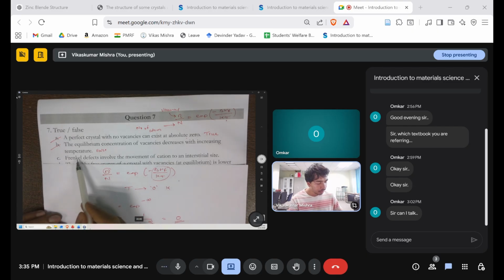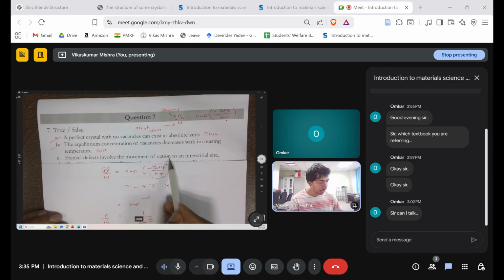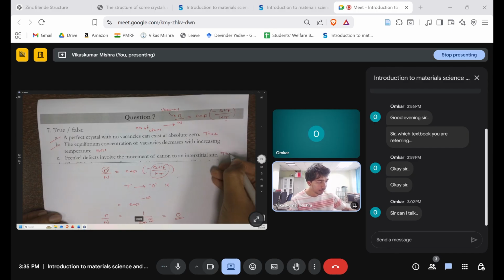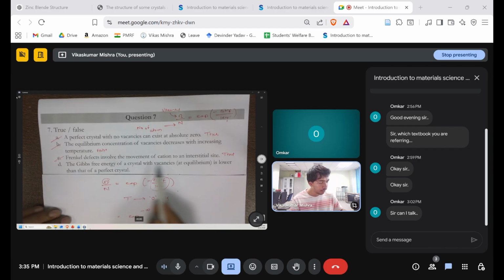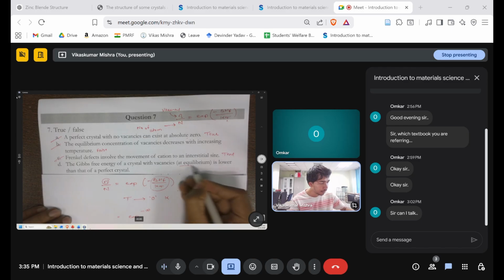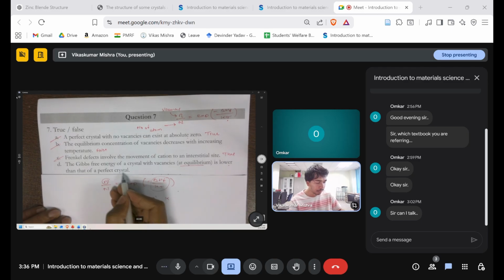Third part. The Frenkel defect involves the movement of the cation to an interstitial site. True. C part. The Gibbs free energy of the crystal with the vacancy at equilibrium is lower than that of the perfect crystal.